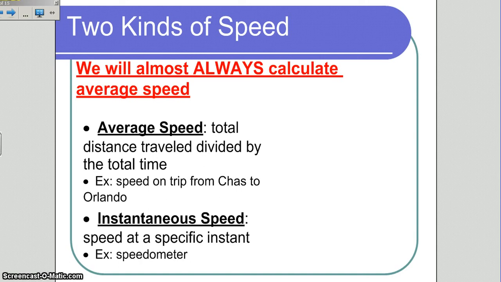In other words, if you were traveling from Charleston to Orlando, let's say you took a pit stop. You got out, you had to use the bathroom, you got something to eat. At that point in time, your instantaneous speed would be 0. Your car is not moving. But let's say you got back on the highway and all of a sudden you were going a little bit faster. You're traveling 60 miles per hour. That is your instantaneous speed at that point. If I took the total distance you traveled and the total time it took, we could calculate an average speed.